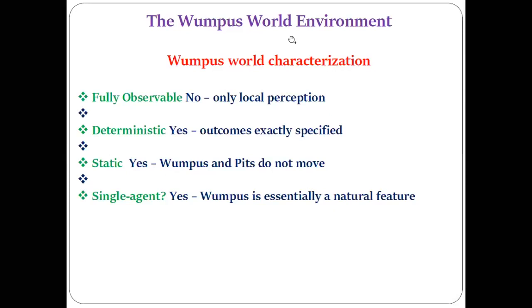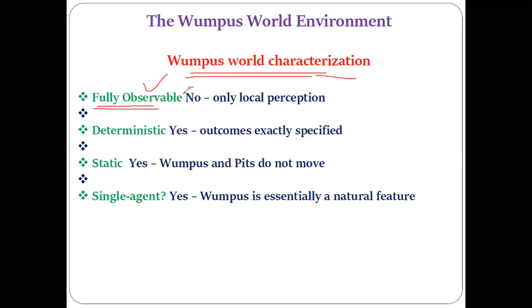Okay, a 2 marks question can be asked on the wumpus world characterization. Okay, characteristics of the wumpus world. In that, the first characteristic we have is fully observable. Is the wumpus world environment fully observable? No. Only for the AI agent, only the local perception is available. What do you mean by that? What do you mean by the first property, fully observable, being no?